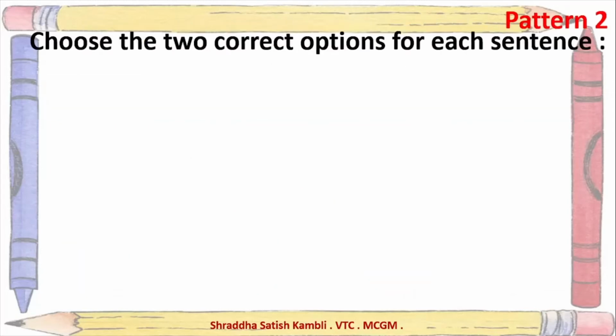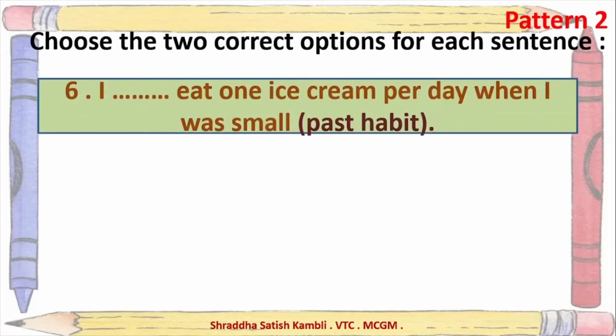Let's move on to question pattern number 2. So you have the pattern, choose the 2 correct options for each sentence. So you have to be extra careful here. You have to color 2 circles, okay? Otherwise, if you just do one of them, your answer will be marked as wrong. So let's see the question. I dash eat 1 ice cream per day when I was small. Okay? So I dash eat 1 ice cream when I was small. So you're talking about the past.